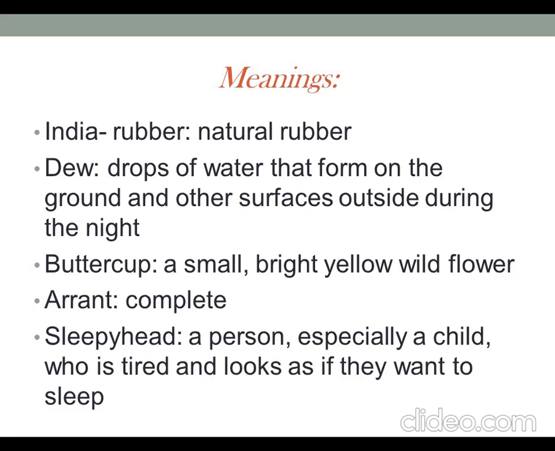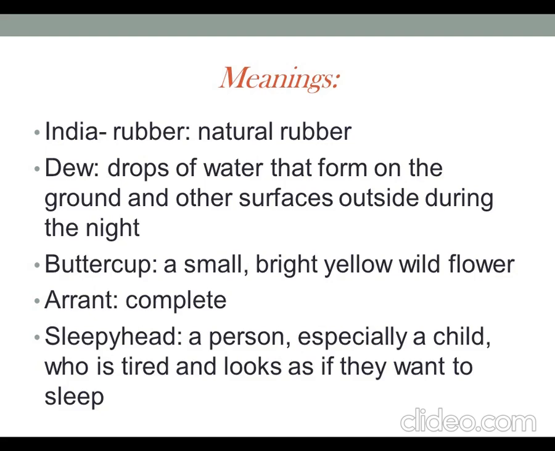Then buttercup. Buttercup is a small bright yellow wildflower. Next word is errant. It is complete or utter. It is used in a bad sense, with some bad adjective. Complete is a good word, but errant is used for negative words. And the last word is sleepyhead, which all of you are some time or other during classes. A person, especially a child, who is tired and looks as if they want to sleep. You have to write these meanings in your rough book.